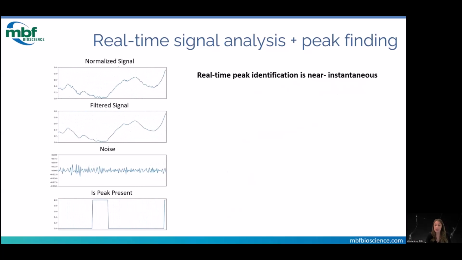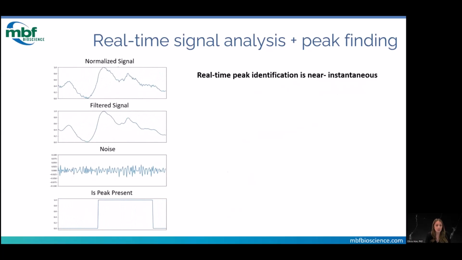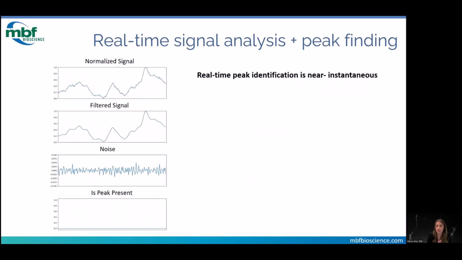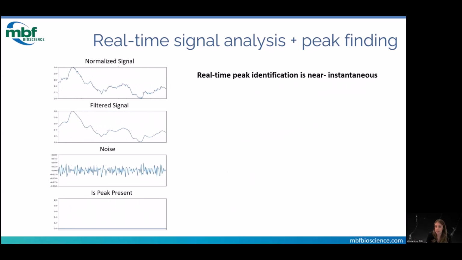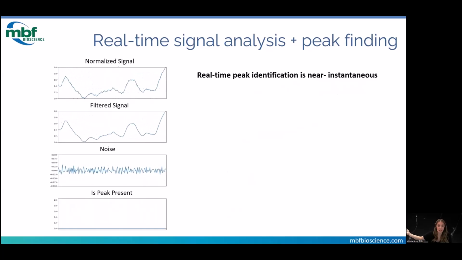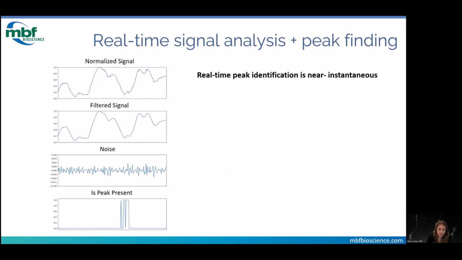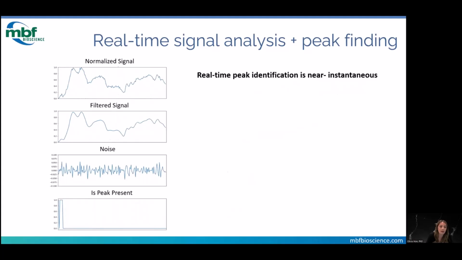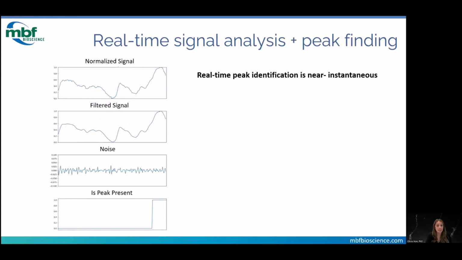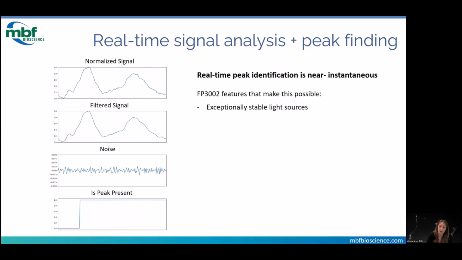And it's essentially near instantaneous. So the really important thing about this is that it's not introducing a delay into your signal, which is so important in neuroscience because neurons communicate on the scale of milliseconds. And if you're detecting your peak 500 milliseconds after it's occurring, it's too late. And so this is something that we're quite proud of. And there was a lot of engineering that went into the system in order to make this possible.